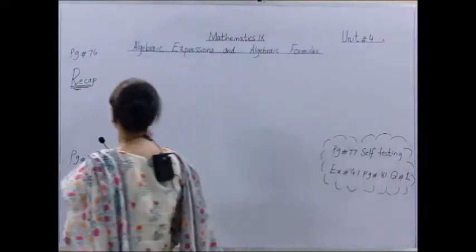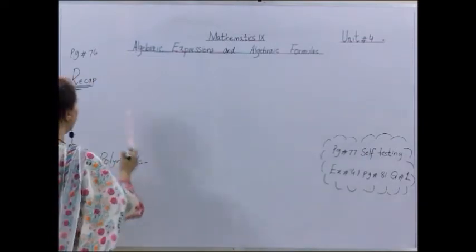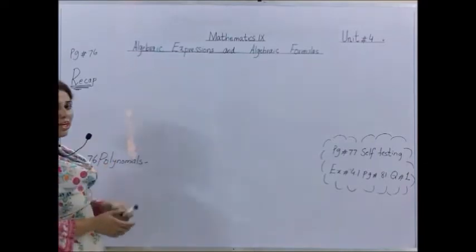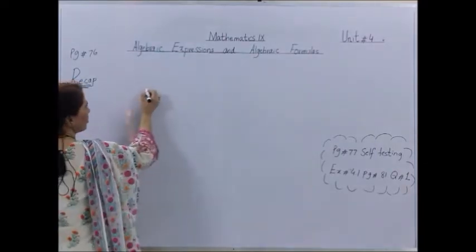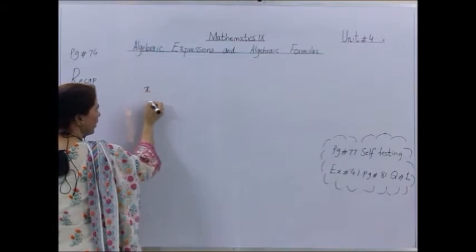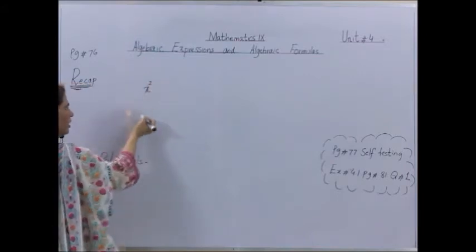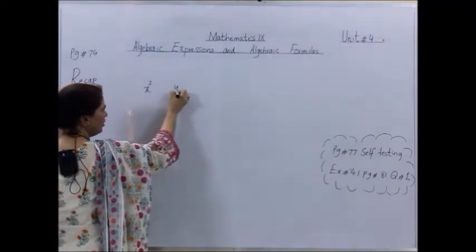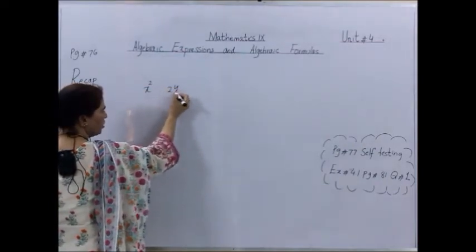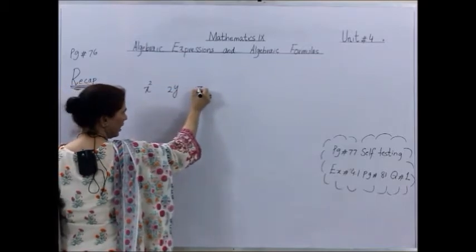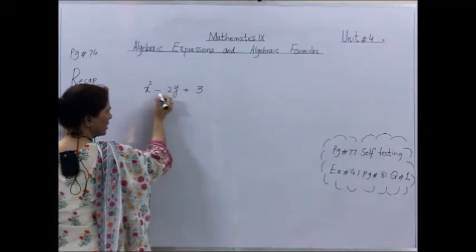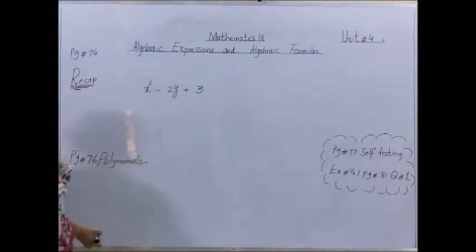Today we will start our next unit, number 4 of your mathematics class 9th book, and that is algebraic expressions and algebraic formulas. Before moving towards the basic concept of this unit, let us recap our previous work: what is an algebraic expression? When a variable with coefficient and some constant are connected with negative or positive sign, this is called an algebraic expression.